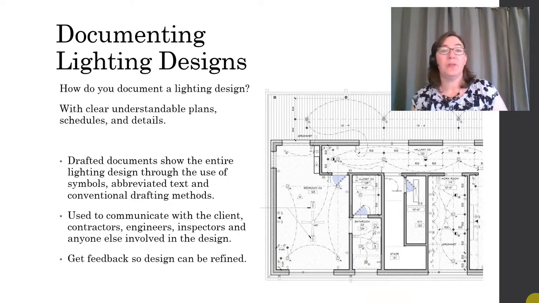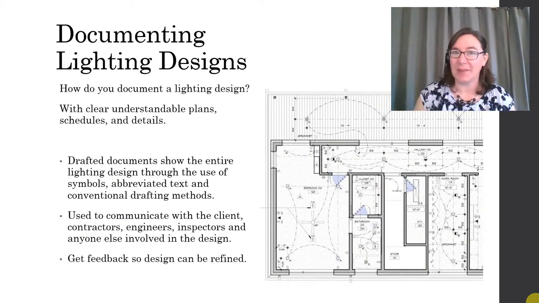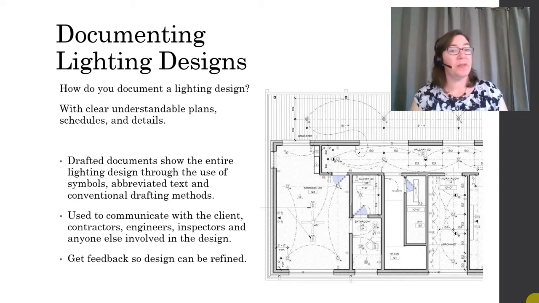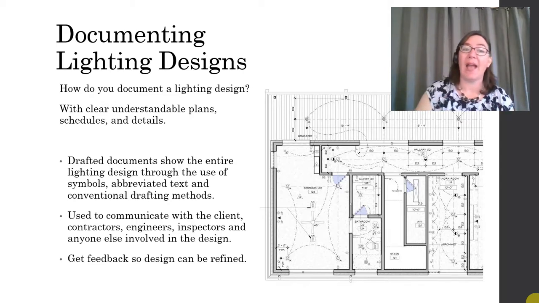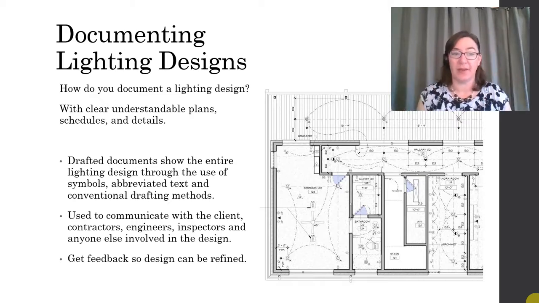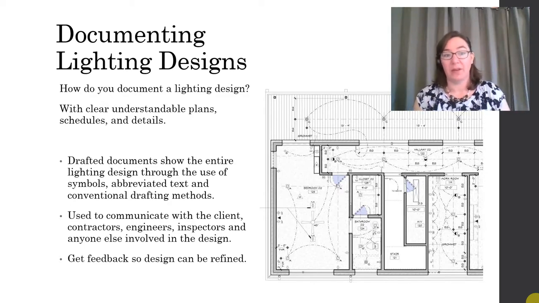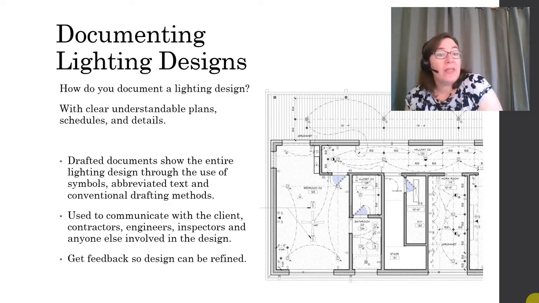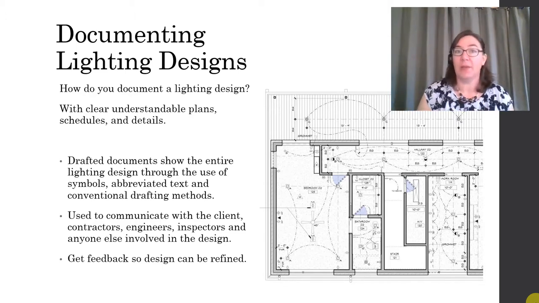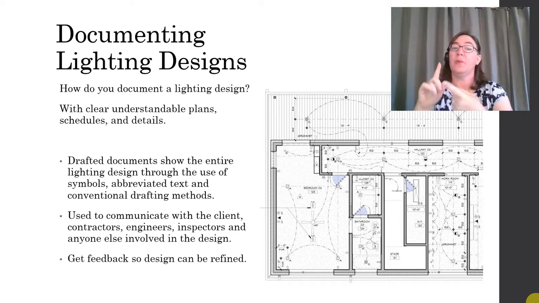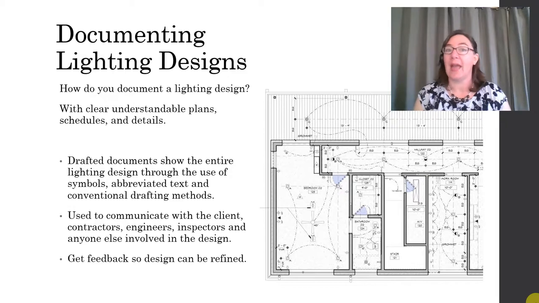The working drawings you'll produce are going to include clear and understandable plans, schedules, and details. These are going to be drafted documents and they're going to show the entire lighting design. You're going to use symbols, text, and all of your conventional drafting methods. All right. Why do we need these? We use them to communicate. We communicate our ideas, we communicate our designs with the clients, contractors, engineers, inspectors, anybody else who needs this information. We also use them to get feedback so our design can be refined in its initial stages.